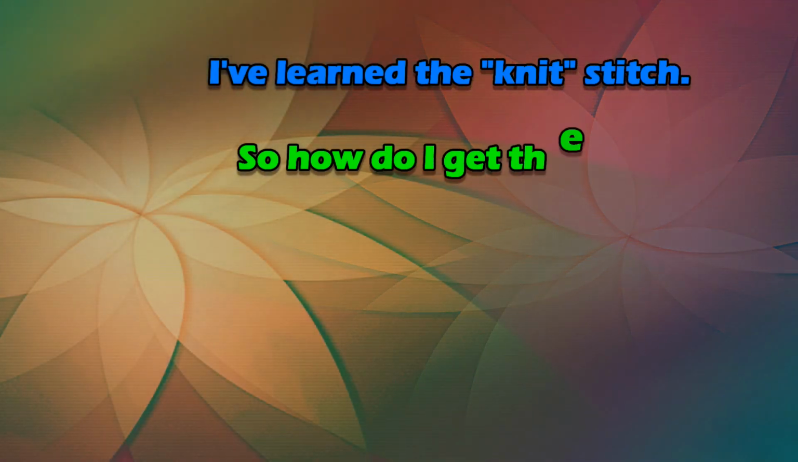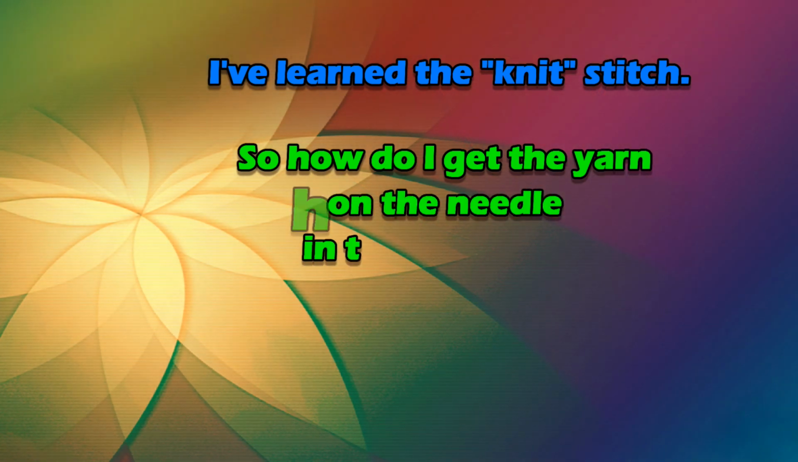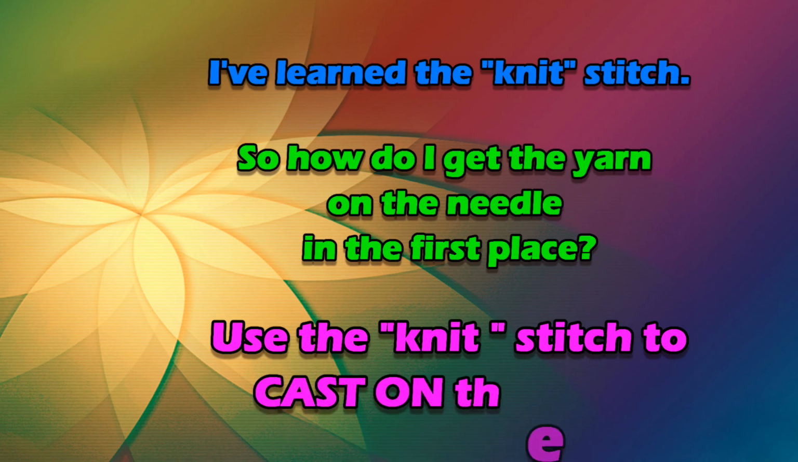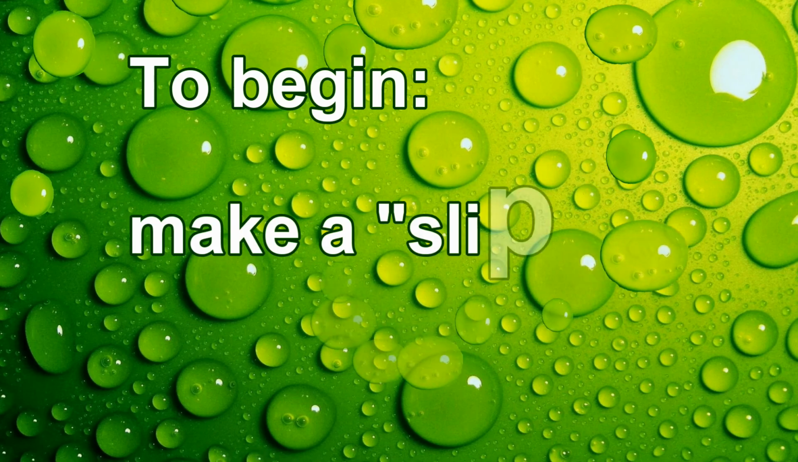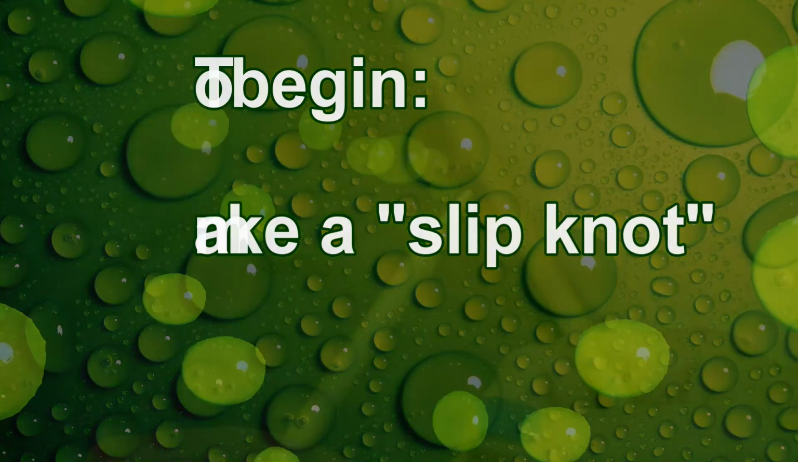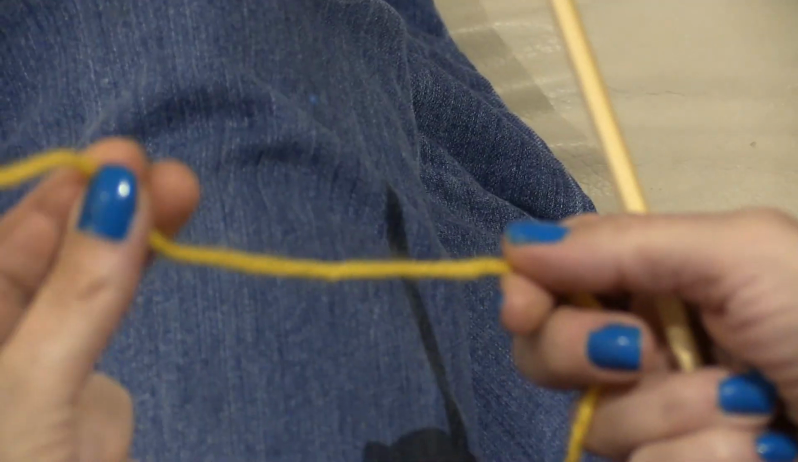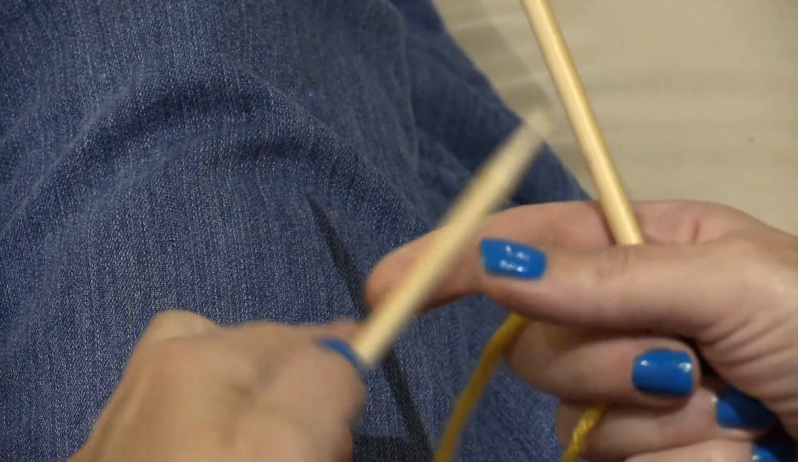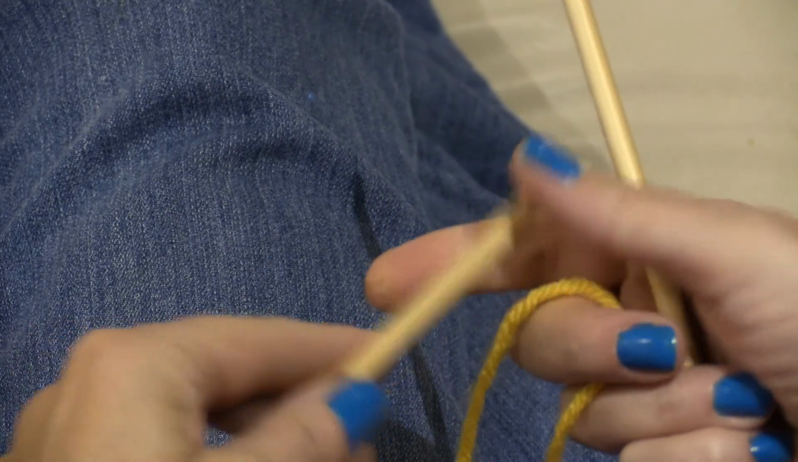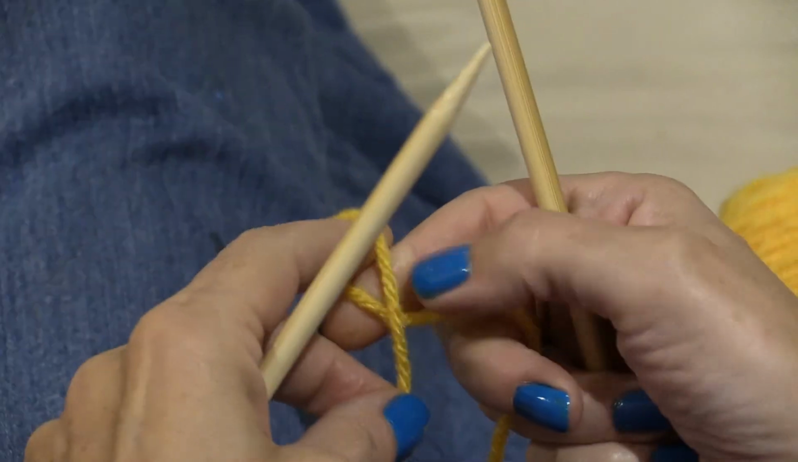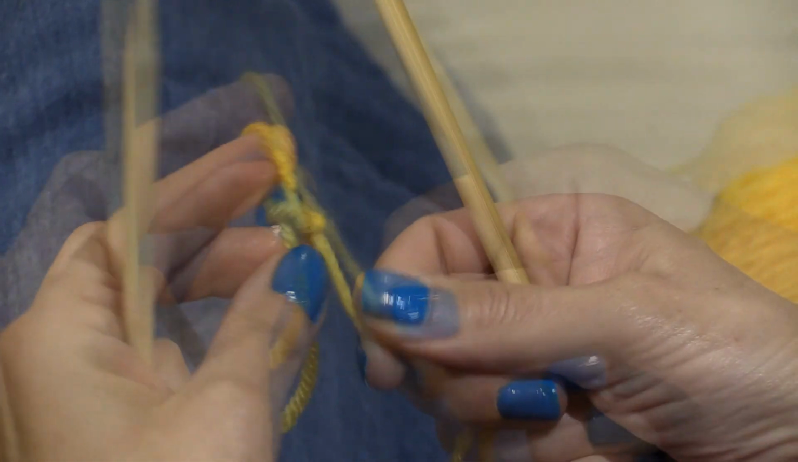So, I've learned the knit stitch. So how do I get the yarn onto the needle in the first place? Well, use the knit stitch to cast on the yarn. To begin, make a slip knot. How do you begin? You've got this yarn, and now what do you do? We need to get it on a needle with loops. So, first thing we're going to do is we're going to make a slip knot.